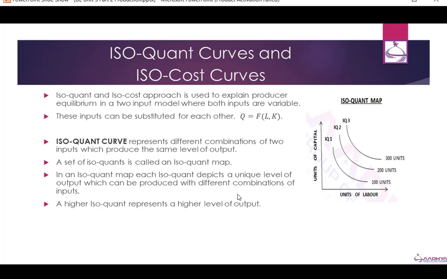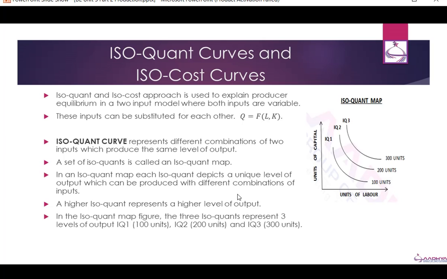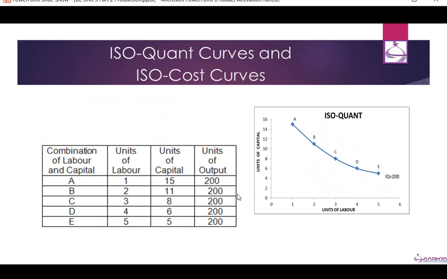Every higher isoquant, as you can see in the isoquant map, represents a higher level of output, and a lower isoquant represents a lower level of output. In the isoquant map on the right side, we have three levels of output: 100 units, 200 units and 300 units. Now let's take IQ2, where we had 200 units of output. This is an imaginary IQ where we are taking different combinations of labor and capital for a particular production function, where each combination can produce the same level of output.